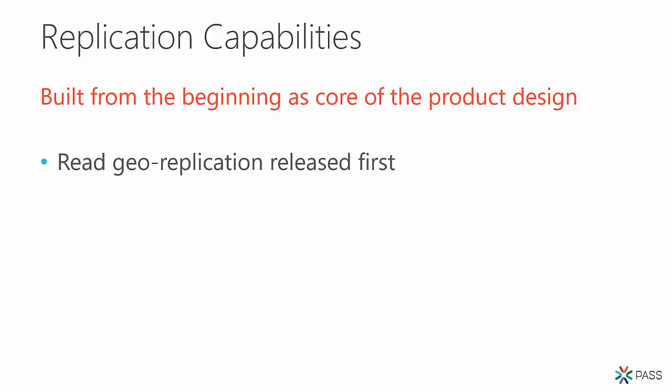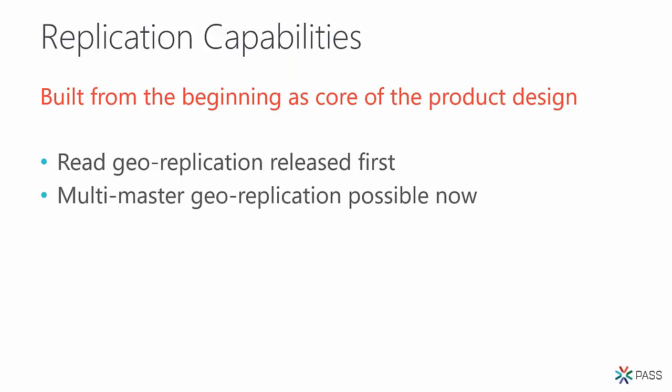Read geo-replication was the first type of feature that was released. That means that was still single master with multiple read copies. And then multi-master geo-replication is possible now, right? And this has been GA for a while, I would say maybe like a year. It had been allowing multi-master, at least in preview, for sure. It's generally available now, fully supported.